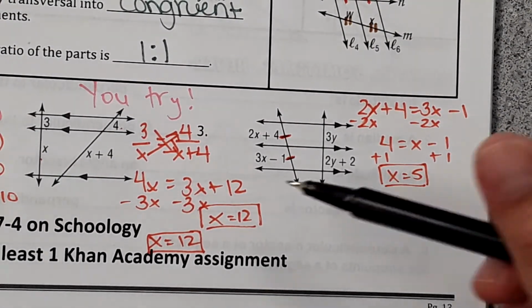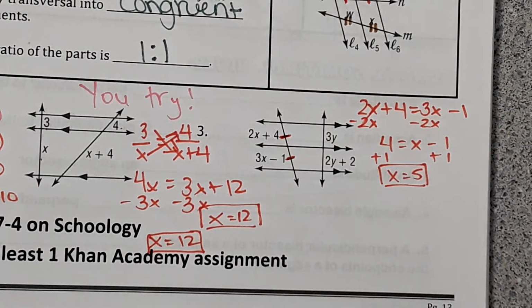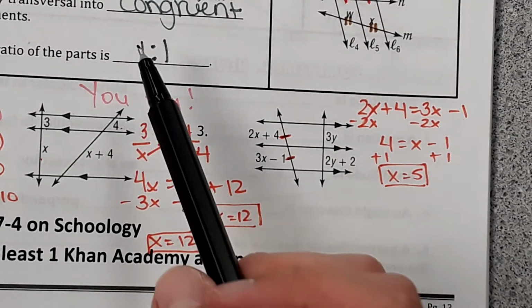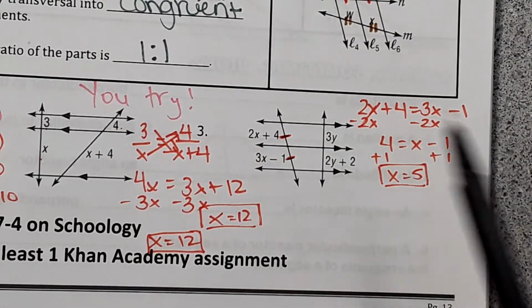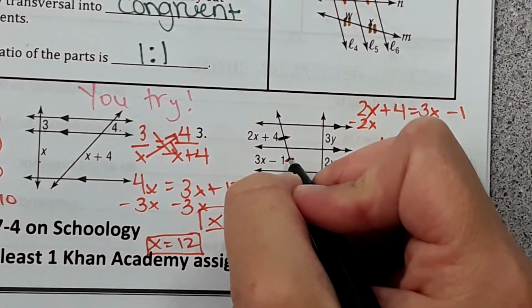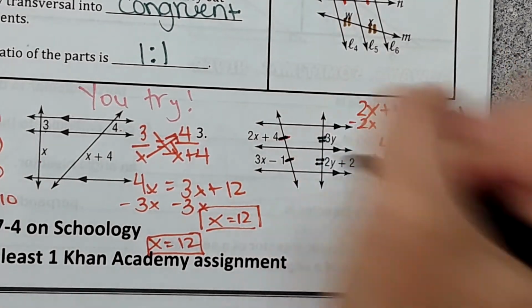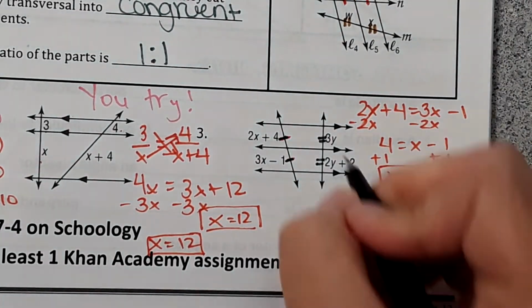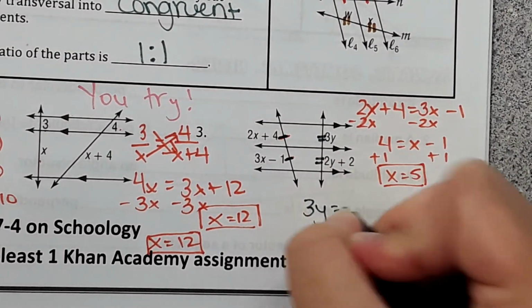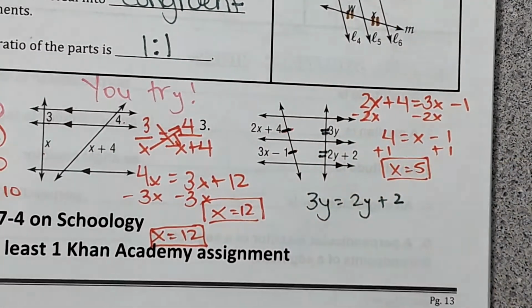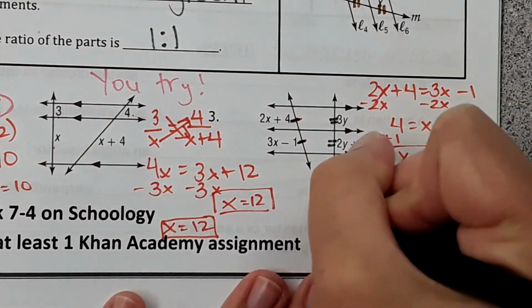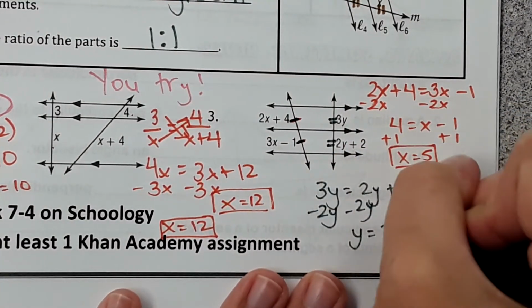Then, once you know what x is, you could set up a proportion and solve for y that way, but there's actually an easier way. The theorem above stated that if these two are the same measure, then these must also be in a 1-to-1 ratio or equal to each other. So 3y has to equal 2y plus 2, and we can solve for y that way. And y equals 2.